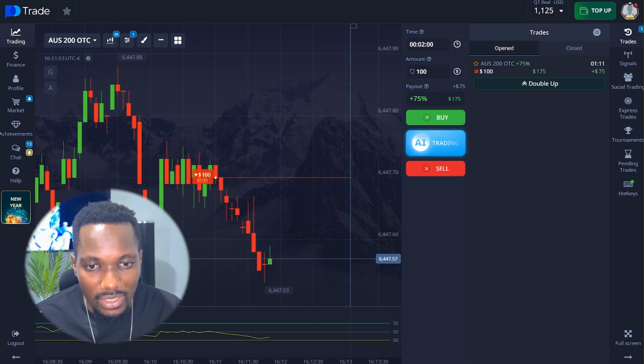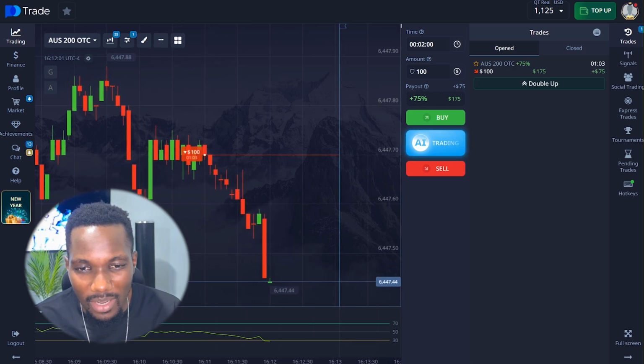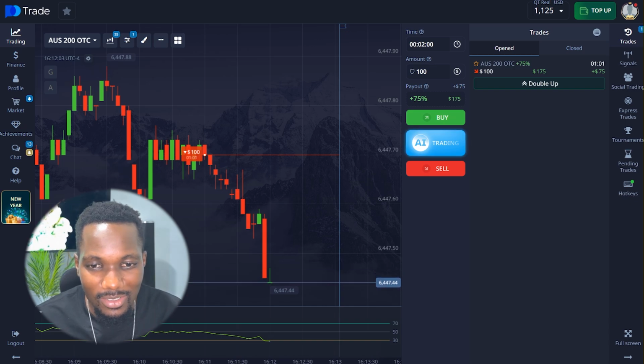The move is not that bad at all, and I'll find the next deal maybe coming from down, but let's see until this trade closes.